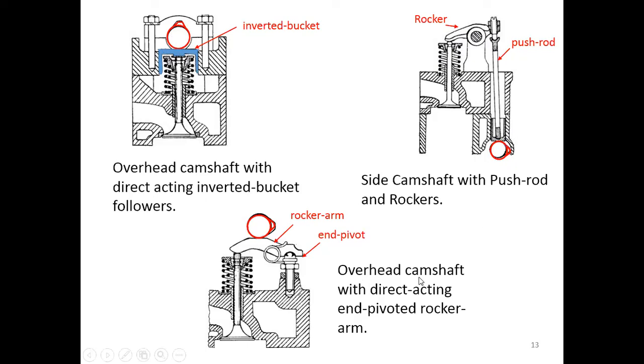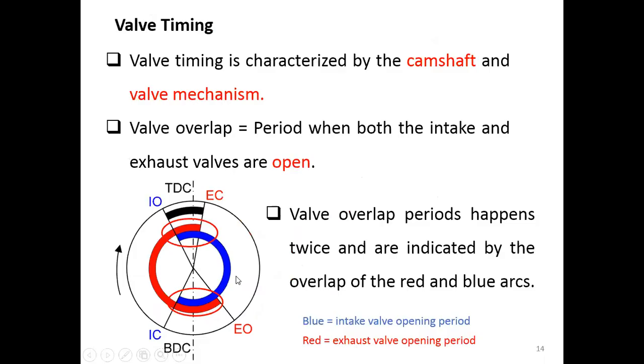You have an overhead camshaft with direct acting and pivot rocker arm. That means you have a camshaft here that makes contact with the rocker arm that is pivoted. The end pivot is right here. So the rocker arm goes up and down to open and close the valve here. Okay, so those are the many valve mechanisms.